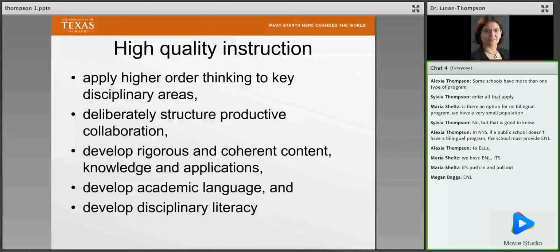So just to summarize this part, when we think about high quality instruction for CLD students, it's everything else that we would normally do: applying higher order thinking to key disciplinary areas, deliberately structured productive collaboration, rigorous and coherent content knowledge and application, and then academic language and disciplinary literacy. Particularly as students start to get older, disciplinary literacy, knowing and recognizing all those different genres, becomes critical. Any questions at this point?